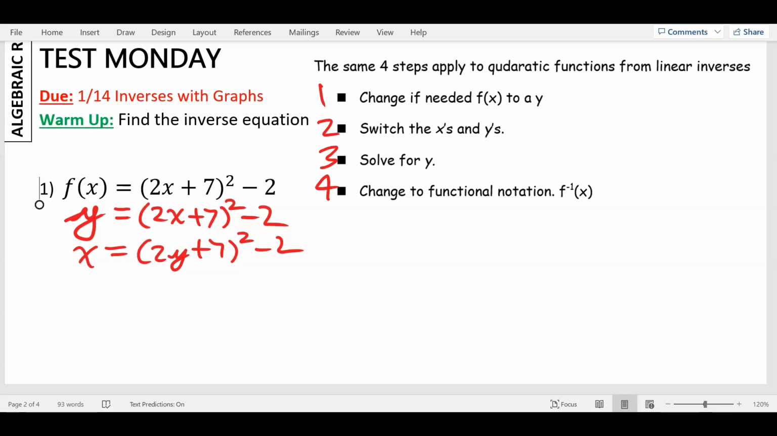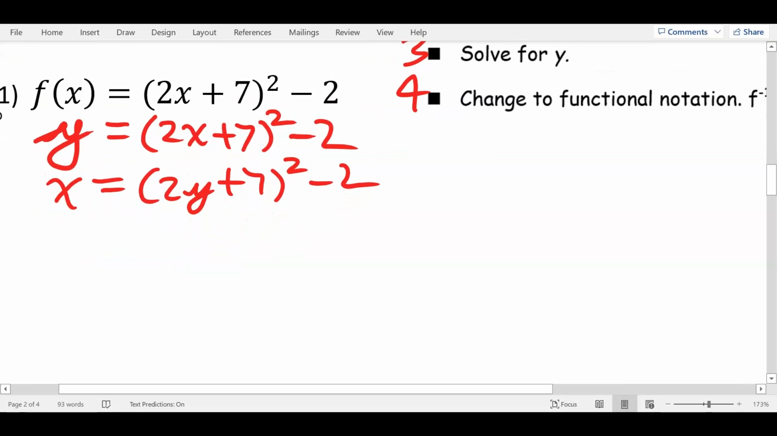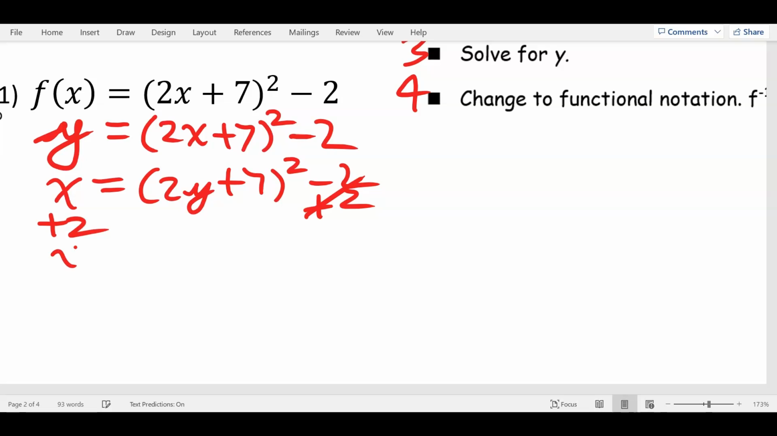Everybody in this class should be able to make it y equals and then switch x and y. Now, step 3, solve for y. What's my first step? Okay, to get rid of the loner, we add 2 to both sides. What's x plus 2? X plus 2, just write it next to each other.